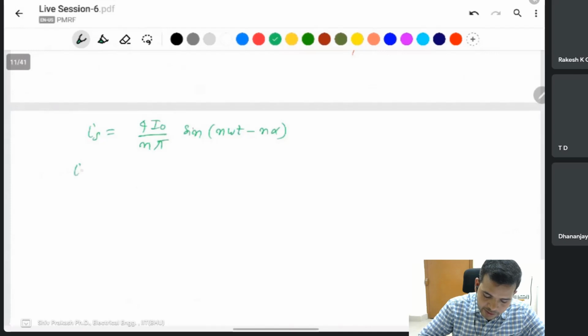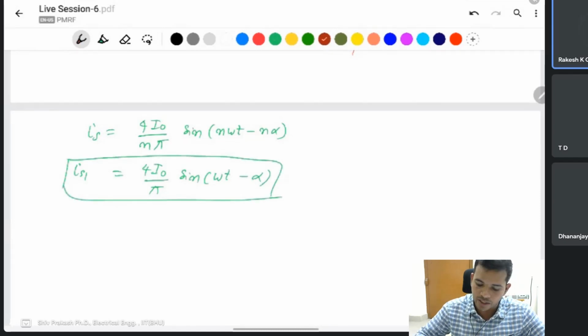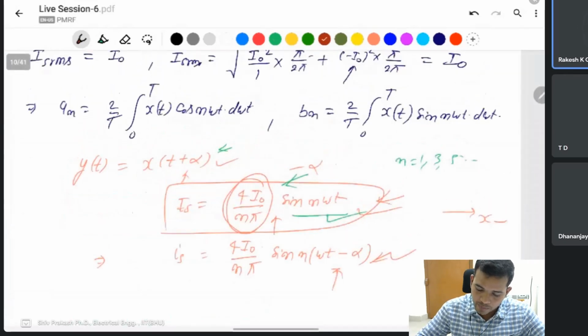Then find the fundamental. What is the fundamental? N is equal to 1. Then find I naught divided by pi sin omega t minus alpha. This one is the fundamental component of the input side. This one is the sinusoidal. You can compare this one.